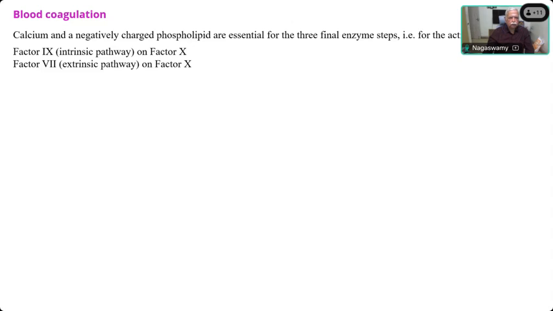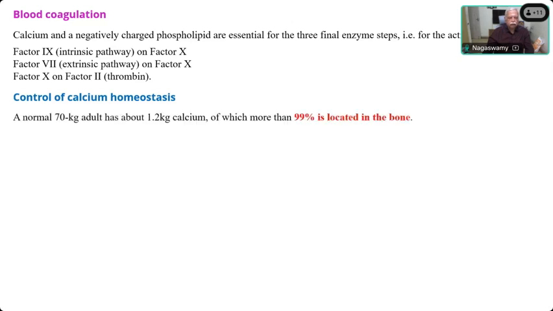It's also stimulated by that, and factor 10 which acts on the factor 2 thrombin. All these steps are possible only because of the presence of ionized calcium in the blood. And for control of calcium homeostasis, you must first mention how much calcium is there in the body. A 70 kg man has 1.2 kg of calcium, which is 99% located in the bone.